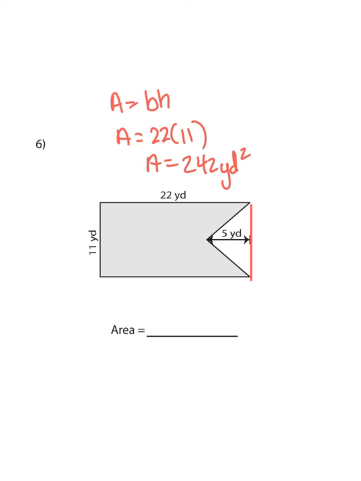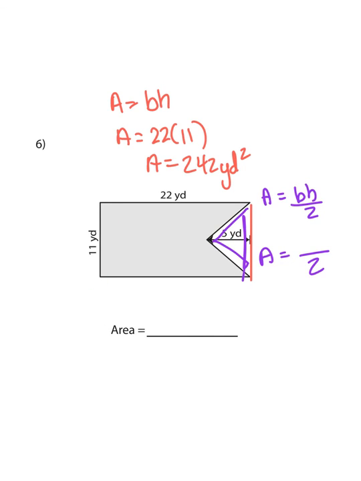Okay, but I've got a part of that missing. The part of that missing is this triangle right here. So what I need to do is I need to find the area of that so I can subtract it. And I know that the formula for a triangle, area of a triangle, is base times height divided by 2. So I need to know what to plug into that formula so that I can solve that. So my base is this part right here. So what would that be? That's going to be the same as this side of that rectangle. So that's going to be 11.